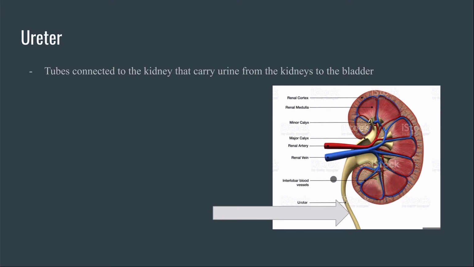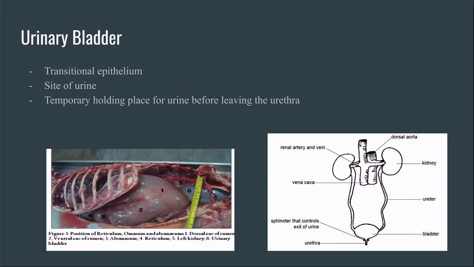The ureters are connected to the bladder, and here you can see the bladder. The bladder is transitional epithelium so that the bladder can extend to hold more urine. It is the site and the temporary holding place for the urine. In this photo here, you can see number 5 located here. That is going to be our left kidney, and 6 here is going to be our urinary bladder. You can see it is right above the urinary bladder because it's going to connect, as shown in this photo, the kidneys to our ureters directly to our bladder.